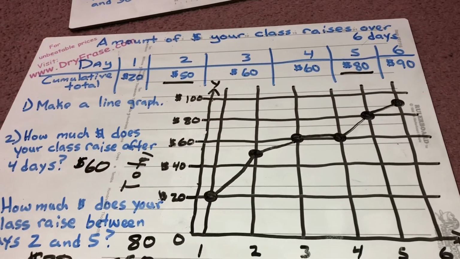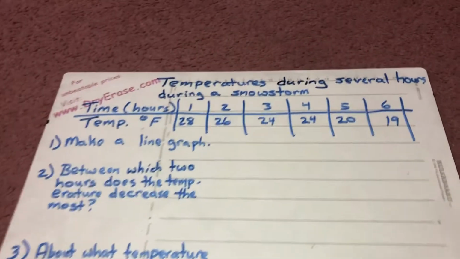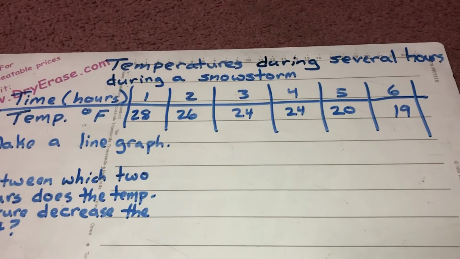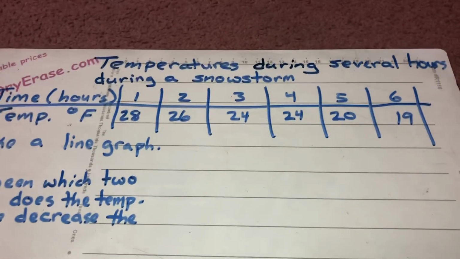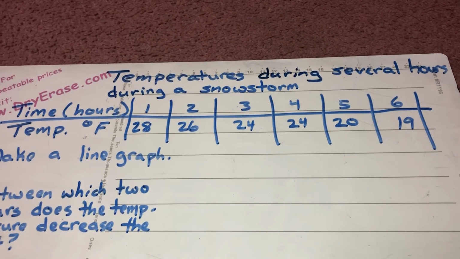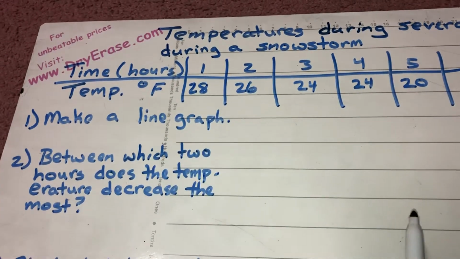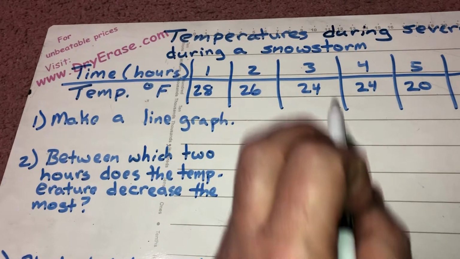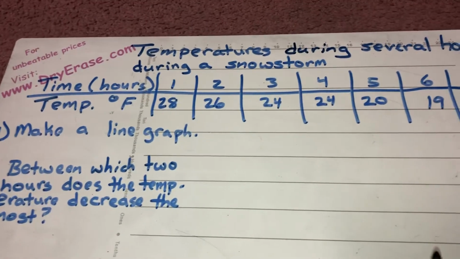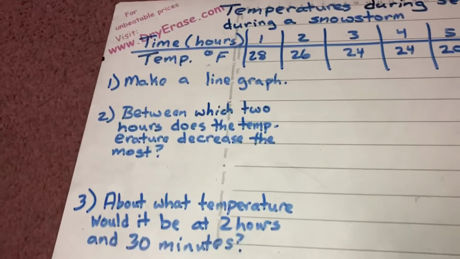Let's look at another line graph that's going to be somewhat different. Let's bring the other board in here. Temperatures during several hours during a snowstorm. So we're familiar with snowstorms here in Southwest Michigan. And these are what the temperatures were during several hours. So during hour 1, 28 degrees, hour 2, 26 degrees, hour 3, 24 degrees, and so forth. It kept getting cooler.